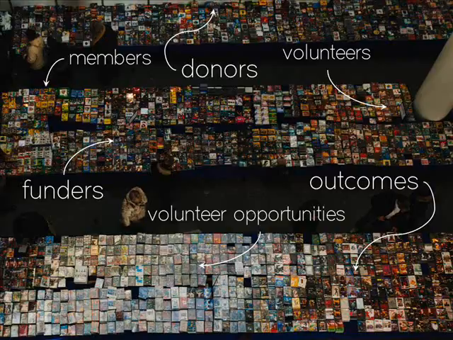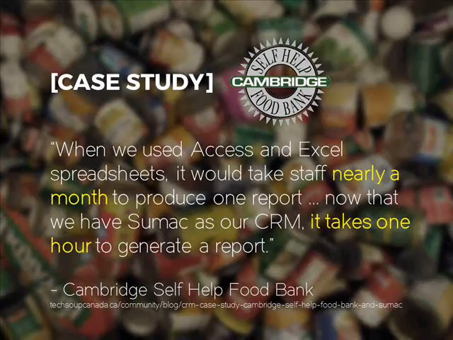To demonstrate the impact of using a CRM, I'd like to share with you the Cambridge Self-Help Food Bank's experience. The Cambridge Self-Help Food Bank is a charity that provides food, emergency services, and support programs to help people become and remain self-reliant. The Self-Help Food Bank distributes more than 950,000 pounds of food and grocery products annually, and more than 4,000 children are fed each year through their programs.